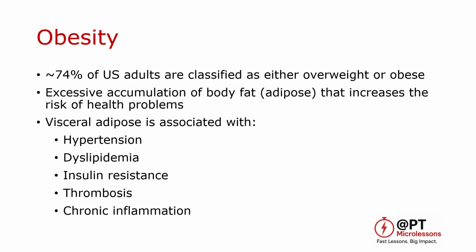It is important to note that obesity isn't simply about excess body weight. The location of body fat matters. Visceral fat, which surrounds the abdominal organs, is metabolically active and promotes chronic inflammation, insulin resistance, hypertension, abnormal cholesterol levels, and increased clotting risk. While BMI is commonly used to classify obesity, waist circumference often provides additional information because it better reflects visceral adiposity.